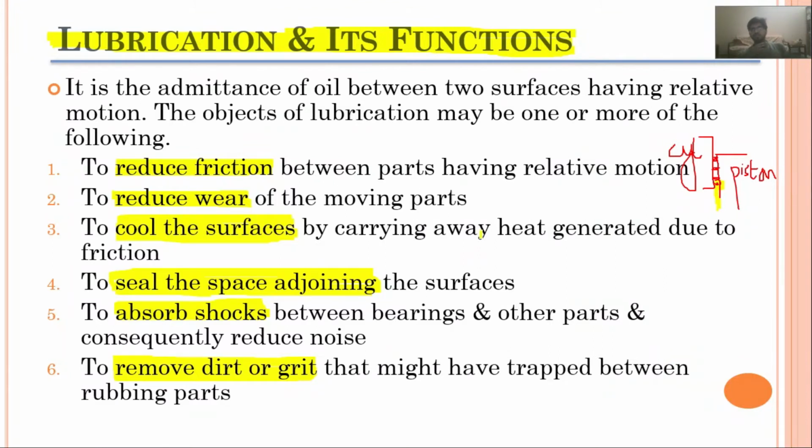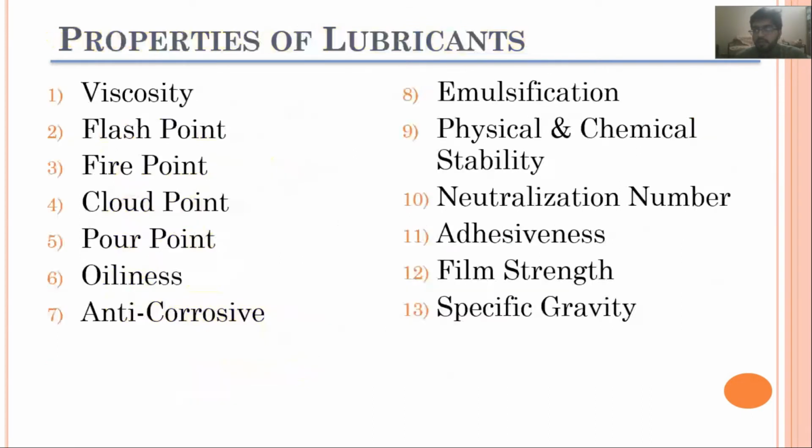So these are the 6 important functions of the lubricants. Number 1, to reduce the friction. Number 2, to reduce the wear between the moving components. Number 3, to cool the surface. Number 4, to provide the sealing between the adjoining surfaces. Number 5, to absorb shocks between bearings and other parts as well. Number 6, to remove the dirt and grit particles so that we do not have any abrasive material between the moving components.